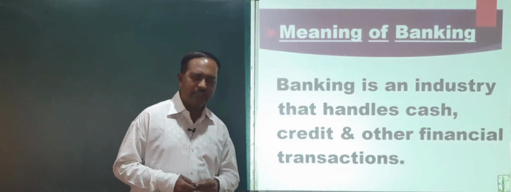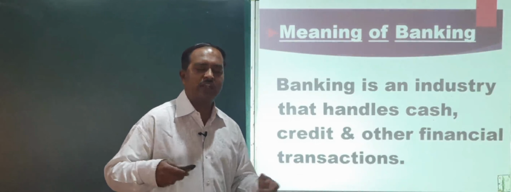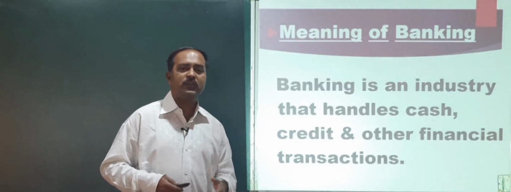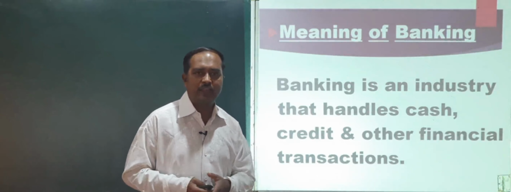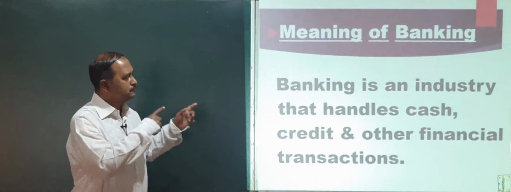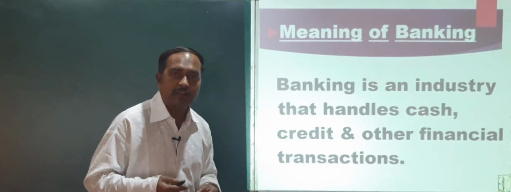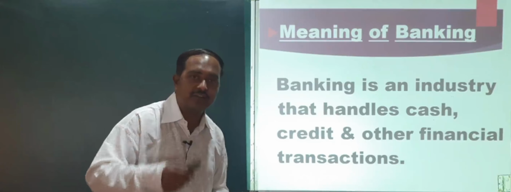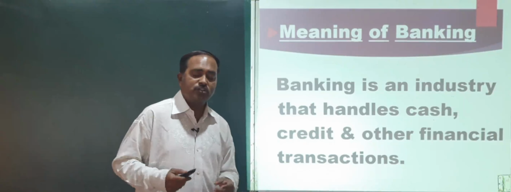In the sense of cash credit, the banks are collecting money from the general public in the form of current accounts, SB accounts, and FD accounts. Whatever amount has been collected is gathered and utilized for lending and advancing to the people who are in need of finance. So in simple terms, banking is an industry which handles cash, and it also provides credit, that is loans and advances to the people, and is engaged in providing various other financial services. So various financial services are provided by the banking organization or institution.